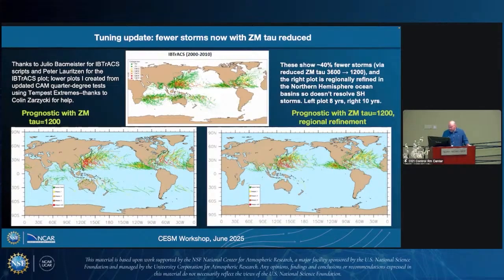I just thought I would include this plot on the left since I think this was the last of the fully quarter-degree runs we did. We started doing regionally refined runs, but this is sort of the corresponding case on the regionally refined side.